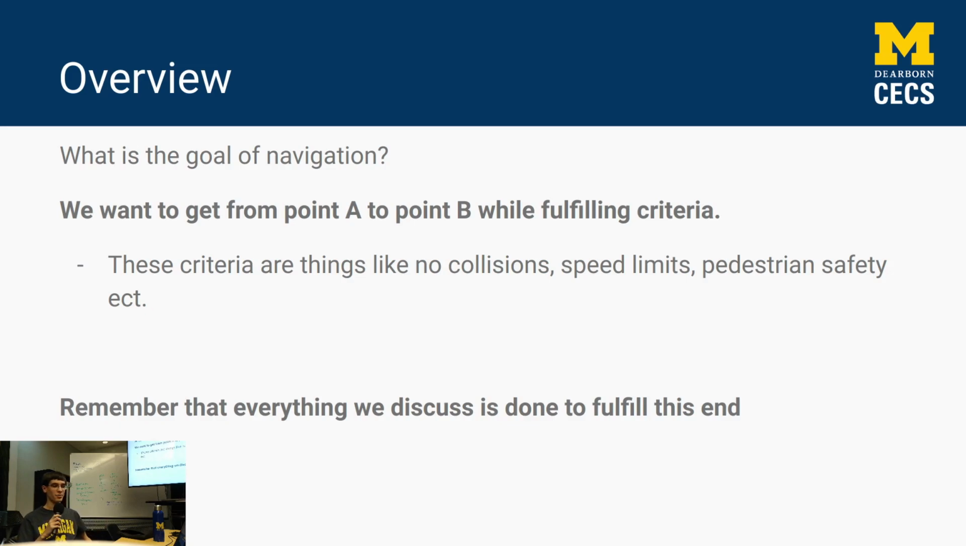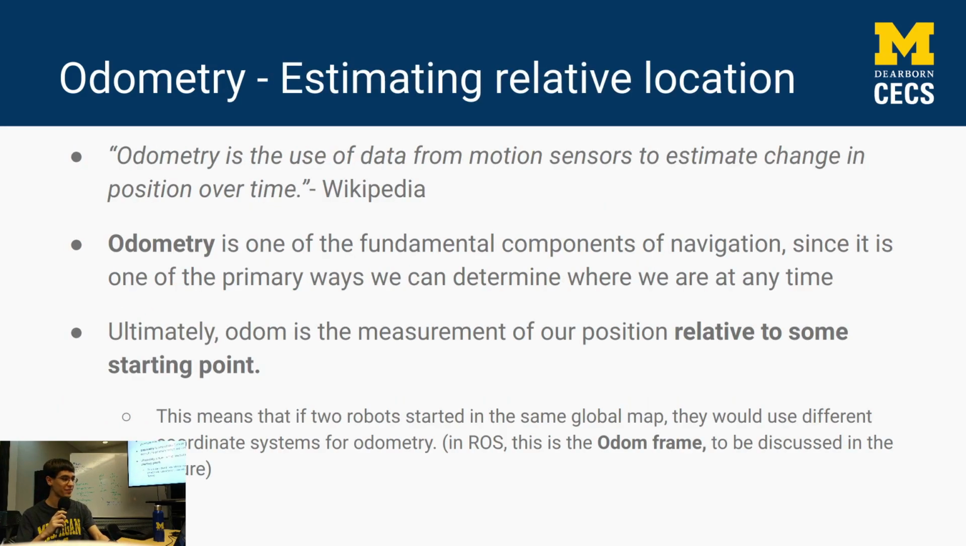And so navigation is just trying to do this path finding task essentially while fulfilling those criteria. And as we'll see, even just doing that is quite complex due to the amount of variables that come into play in figuring out where you are, where the goal is, where things around you are. And so that's really what this whole field is about.